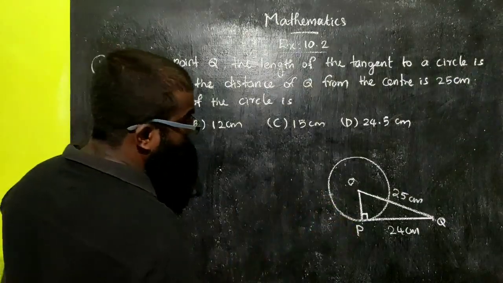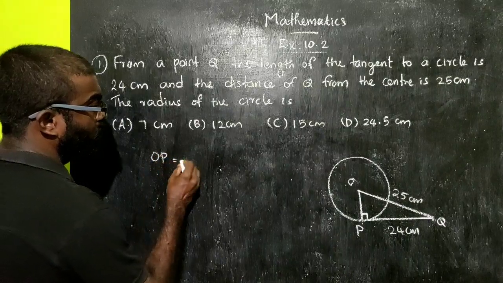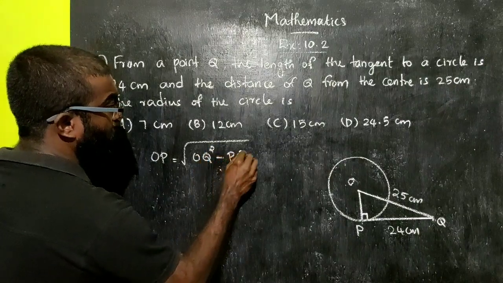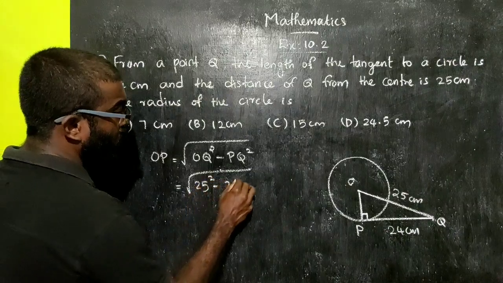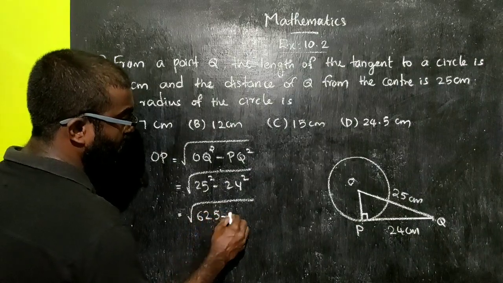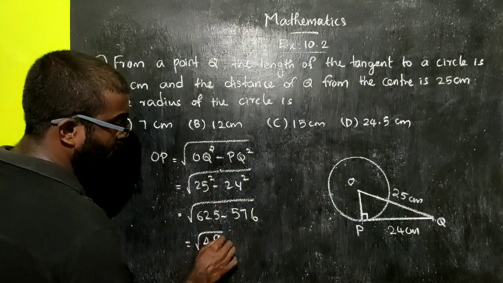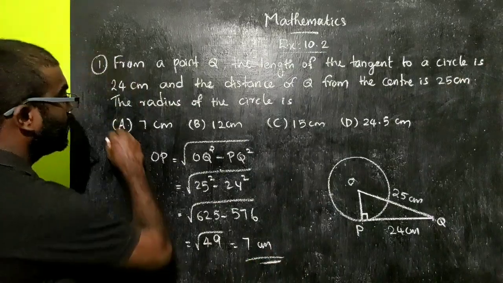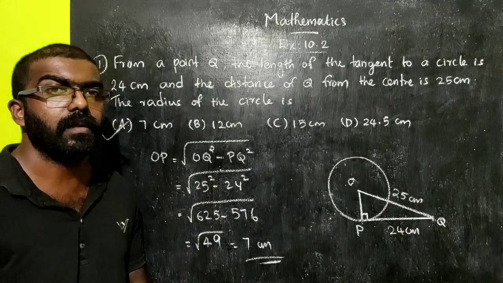So in this right angle triangle, we can apply Pythagoras theorem. The radius OP is equal to root of hypotenuse square OQ square minus base square PQ square. Here it is 25 square minus 24 square, which is equal to root of 625 minus 576, and that will be equal to root of 49, which is equal to 7 centimeter. So option A is the right answer. Radius of the circle is 7 centimeter.